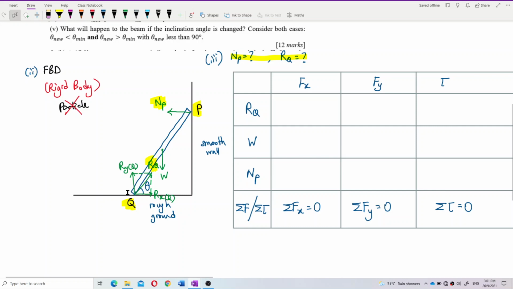Go back to this one. Looking at here, what forces do we have? Let's begin with RQ. RQ has 2 components, Rx and Ry. Rx is the friction, Ry is the normal force. So RQ has Rx, and Rx is to the right. To the right is positive, isn't it?